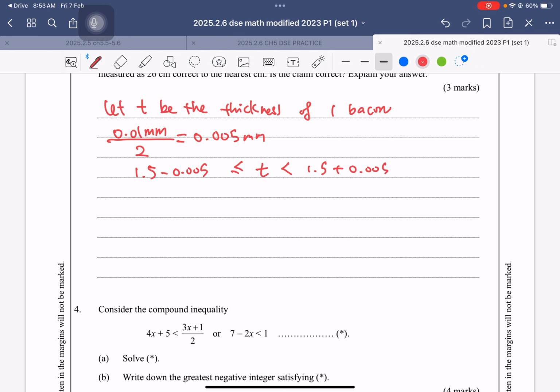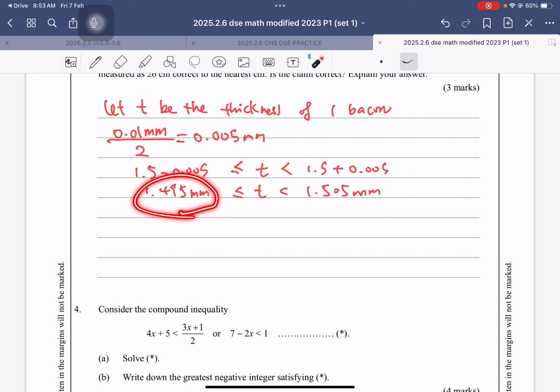So, how do I change this to 0.005? Shift ENG. Oh, thank you. So now we have 1.495 mm smaller or equal to T, smaller than 1.505 mm. So now I got the minimum and the maximum of one bacon. Okay? Is this okay?